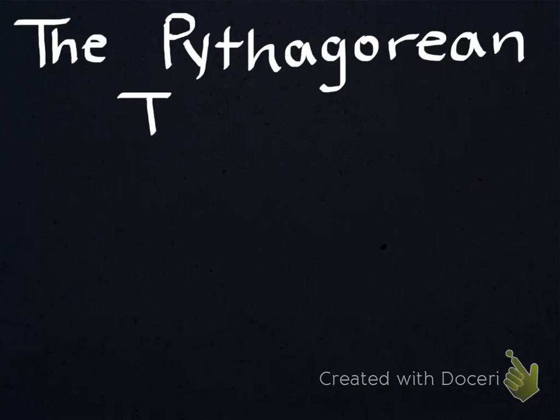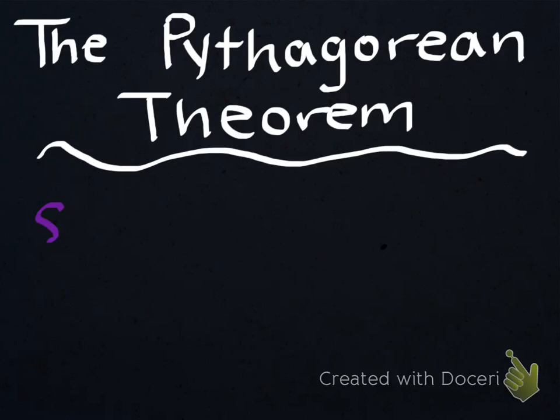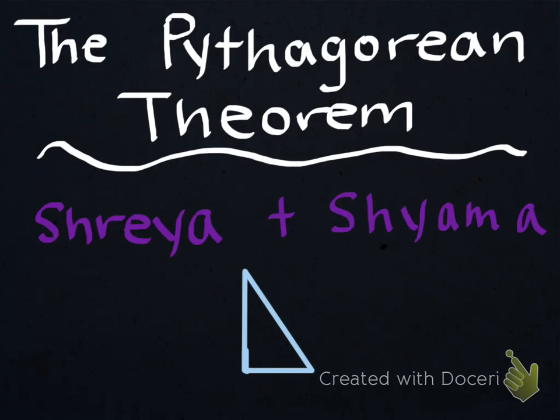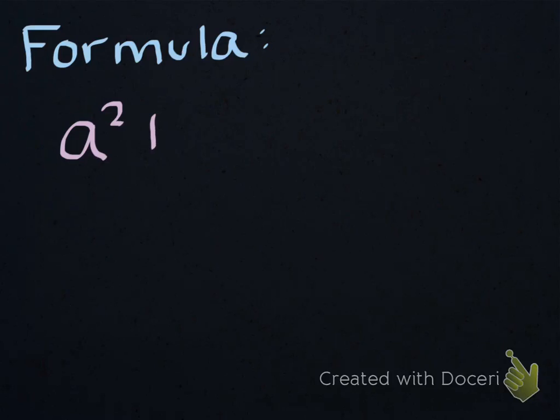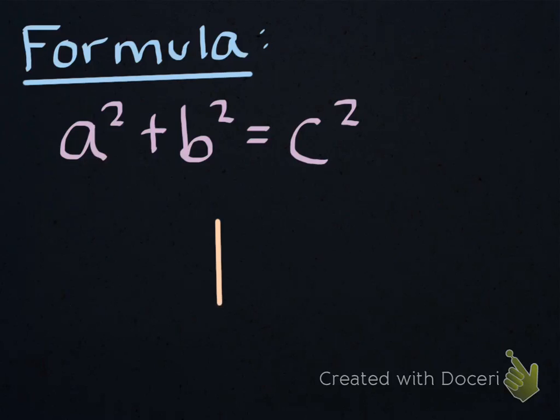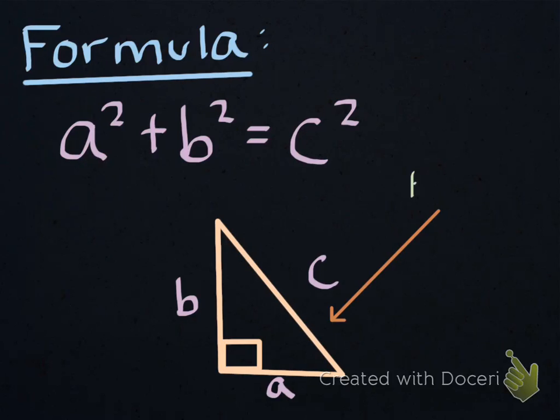So in this video, we are going to learn how to use the Pythagorean theorem. The formula for the Pythagorean theorem is a squared plus b squared equals c squared, where a and b are the legs that form the right angle and c is the hypotenuse, which is also the longest side. This formula only works with right triangles.